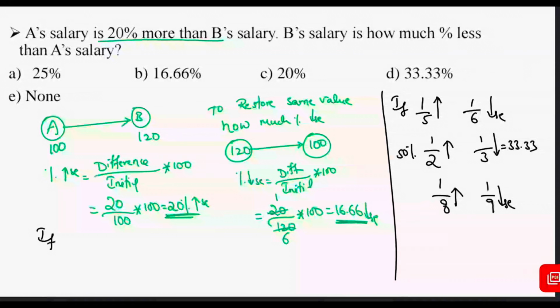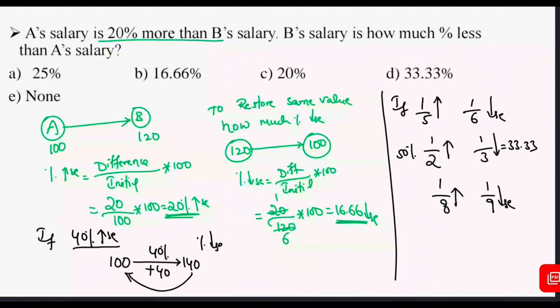Next, if 40 percent is increased, 100 to 140. 40% of 100 equals 40. 100 plus 40 will be equal to 140. To restore the same value, how much percentage do we need to decrease? It's nothing but percentage decrease, 140 to 100.